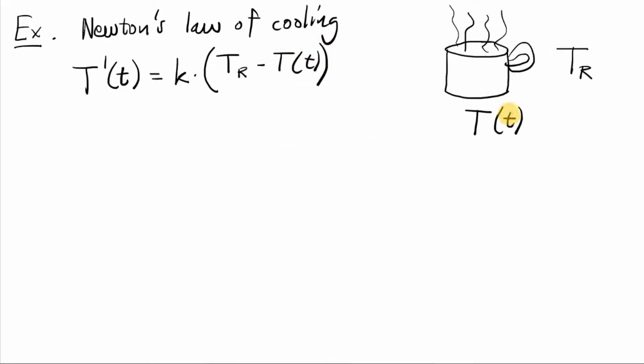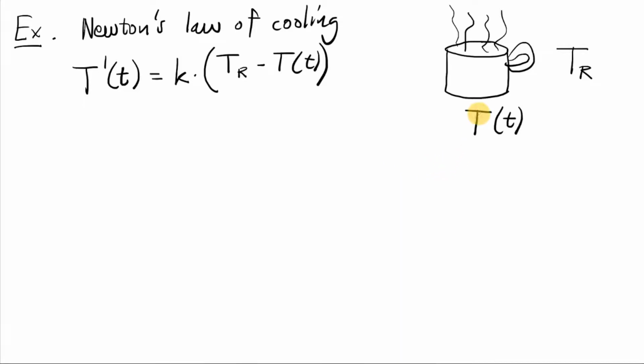This means that the higher the temperature of the object in relation to the room temperature, the faster it will cool. And when it approaches room temperature, the cooling will go slower and slower towards room temperature. Let us now solve this one for some initial conditions.